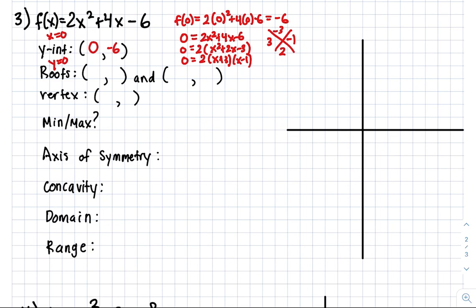So now solve for our zeros, right? So x plus 3 is going to equal 0, or x minus 1 is going to equal 0. So x is going to equal negative 3, or x is going to equal 1. So remember, y is already equal to 0, right? We declared that in the very beginning, and we solve for x is negative 3 right there, and x is 1 right there.